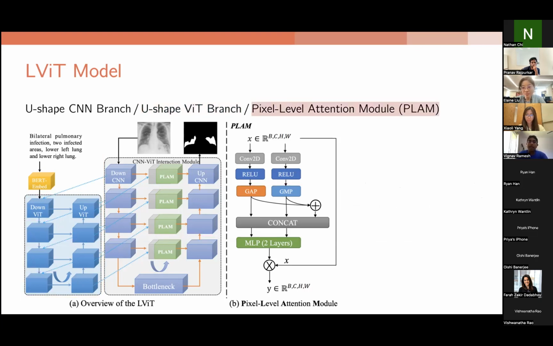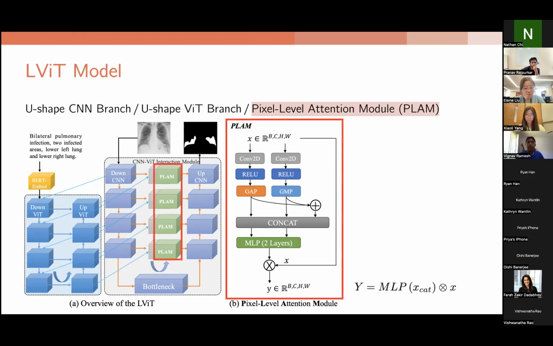And finally, we have the pixel level attention module, or PLAM. PLAM is designed to preserve the local features of the image while also further merging semantic features in text. So as seen in the figure, each PLAM module takes two items as input, a down CNN feature and the up ViT feature of the same layer.